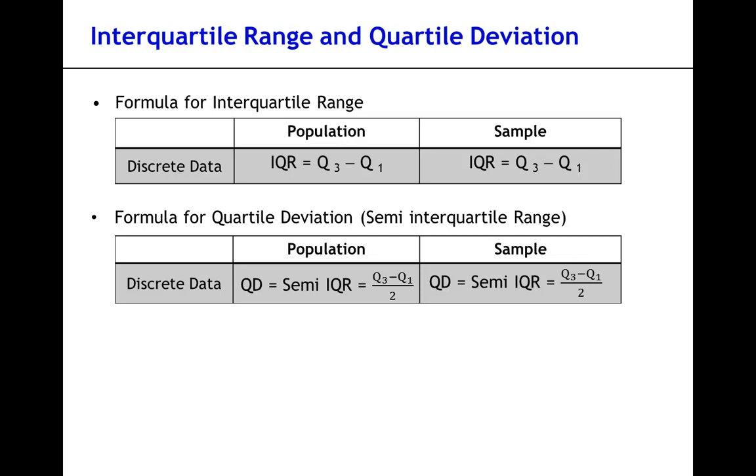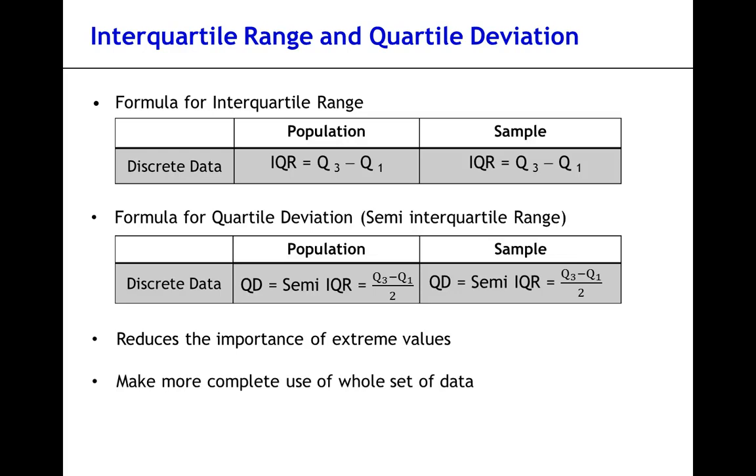The beauty about these two descriptors is that they reduce the importance of extreme values. Unlike the range, which only considers extreme values, these two descriptors make more complete use of the whole data set. Hence, they are more meaningful than the range.